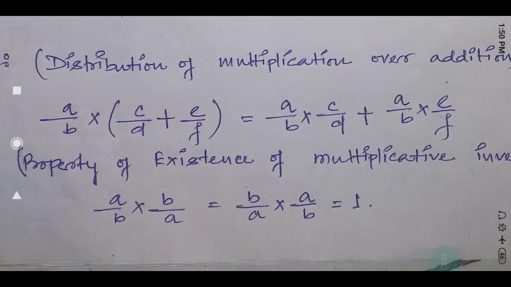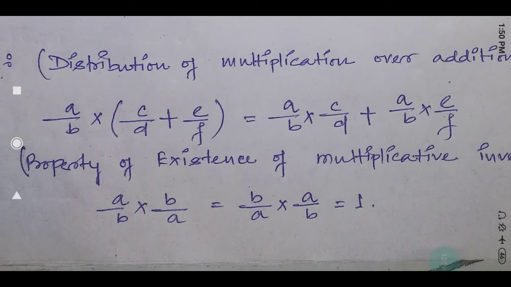See here. If you have multiplied A by B with what number will you get 1? If you have multiplied A by B with B by A, then only you will get 1. In the first case A is the numerator, B is the denominator, so you have to multiply the reciprocal. Reciprocal means your numerator will become the denominator and the denominator will become the numerator. In the first case A by B, A came to the denominator and B goes to the numerator. That means this is the reciprocal.